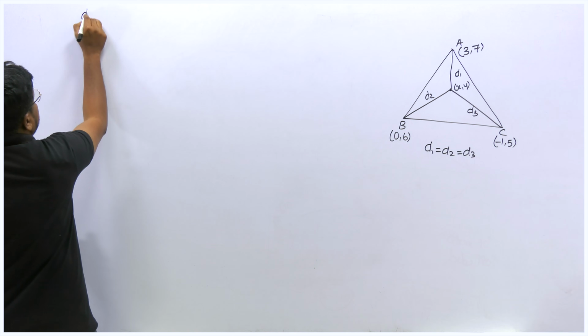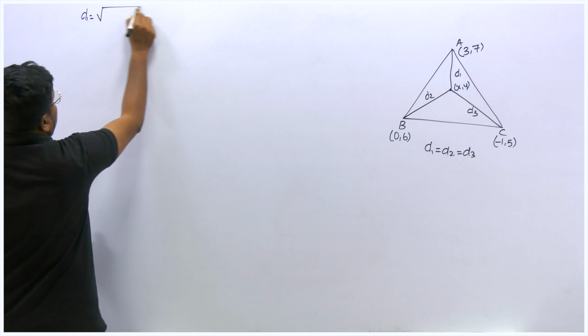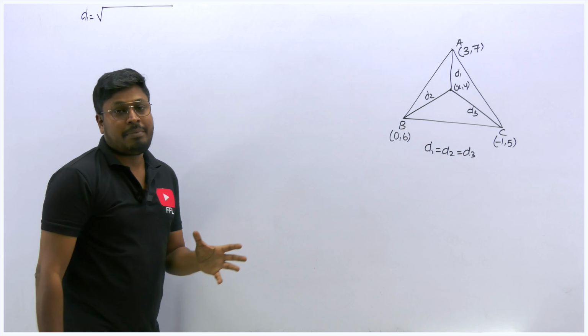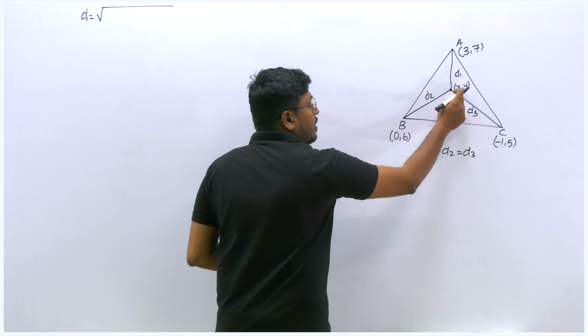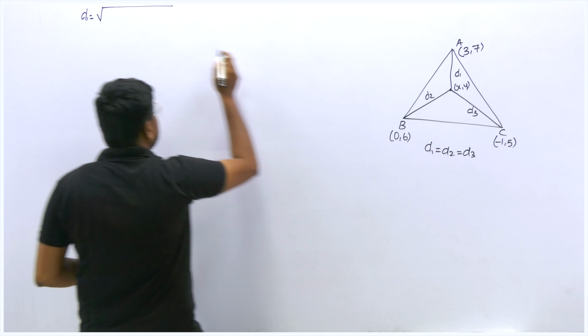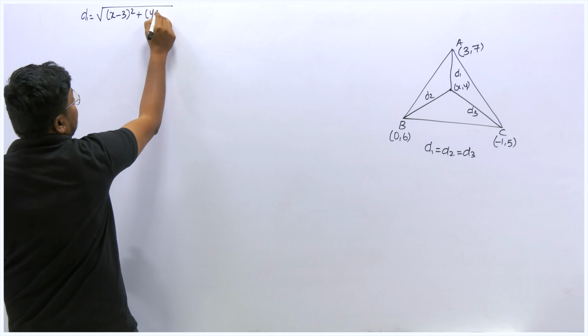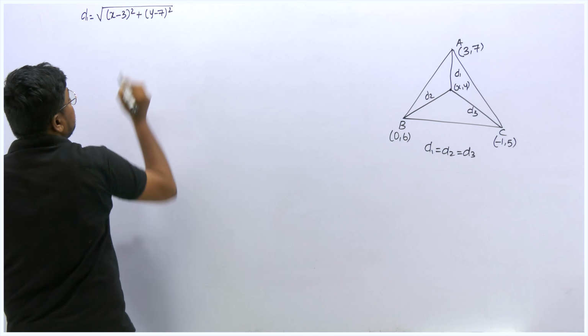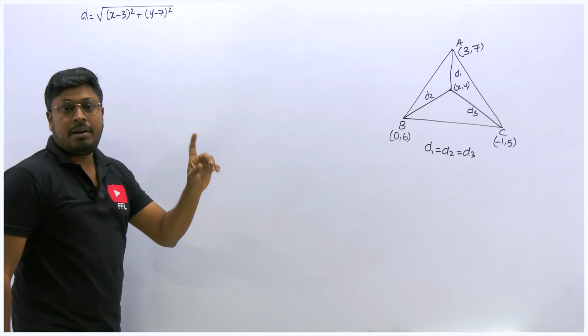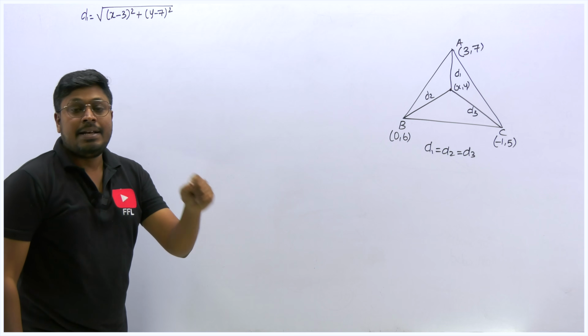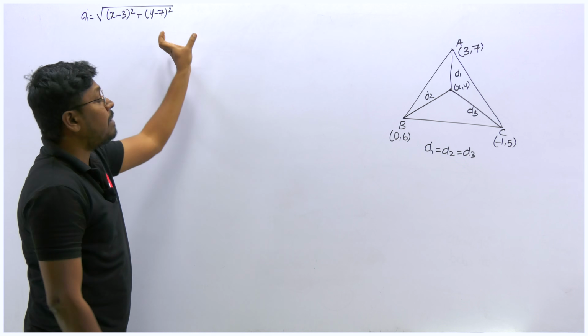D1 is the distance formula: square root of (x2 minus x1) squared plus (y2 minus y1) squared. So starting from here, it is x minus 3 the whole square, plus y minus 7 the whole square. So friends, understood or not? This is the distance formula we learned in the previous lesson, and the same formula I am applying here.